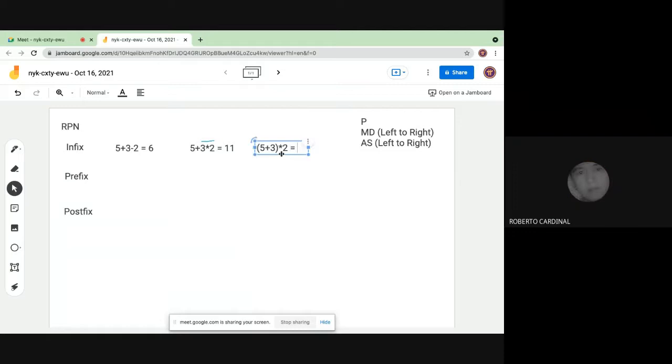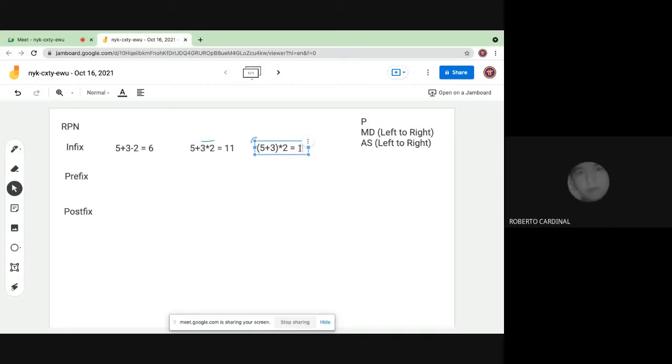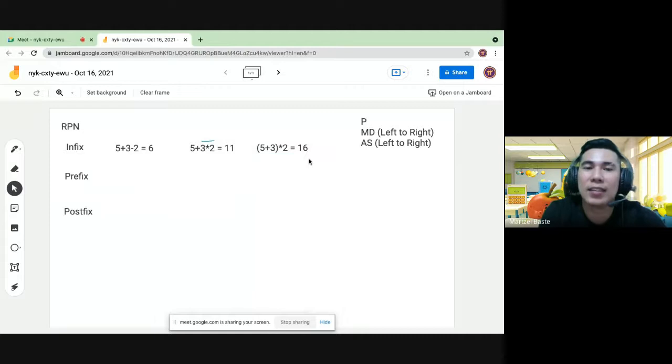Parenthesis first. Okay, evaluate the parenthesis first because it has higher precedence. 5 plus 3, 8, times 2, 16. So the result is different. That is what I meant: infix notation depends on the expressions. When it is only multiplication and division, or only addition and subtraction, with no mix and no parenthesis, it is left to right. When it is mixed with parenthesis, multiplication, division, addition, subtraction, always remember to evaluate the parenthesis first, next multiplication and division, then addition and subtraction.